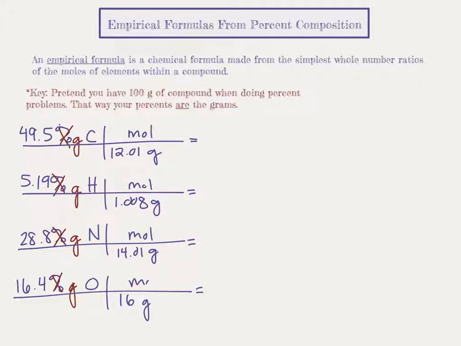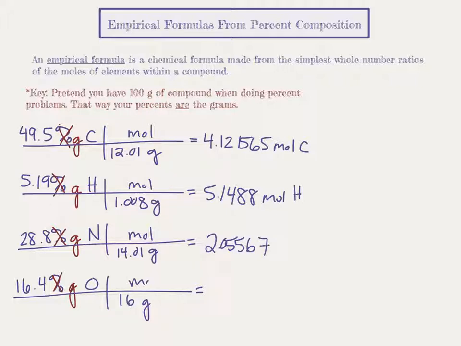That gets us around 4.121565 and change moles for carbon, around 5.1488-ish moles for hydrogen, around 2.05567 and change moles nitrogen, and about 1.025 moles of oxygen.